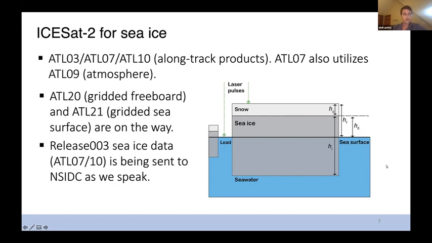Two other products you might have heard about, ATL20 and ATL21. These aren't available yet, unfortunately, but they should be with us shortly. They're simply gridded versions of those same along track products. So gridded freeboard and gridded sea surface data, gridded to eventually the 25 kilometer polar stereographic grid that a lot of you are familiar with. So they're on their way and should be with the NSIDC shortly, especially the freeboard product, which has already been tested.